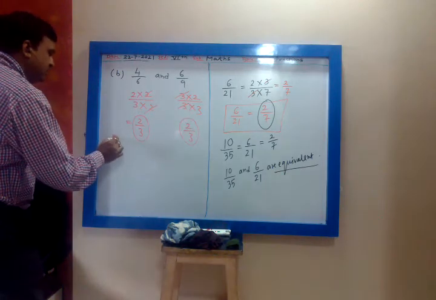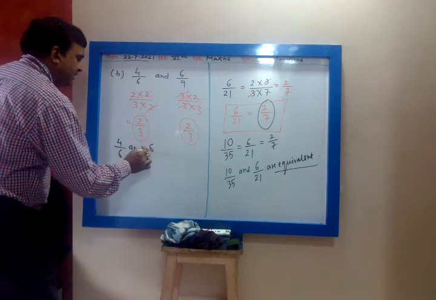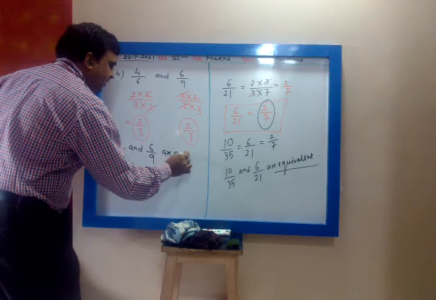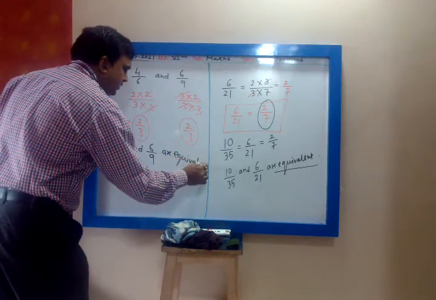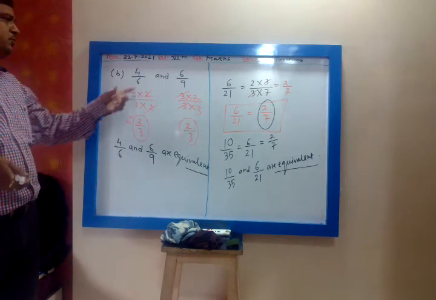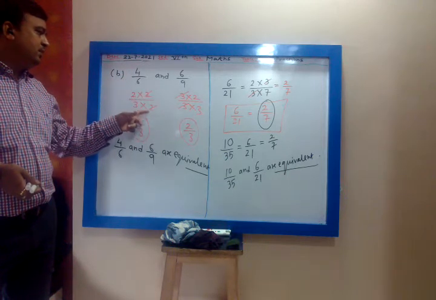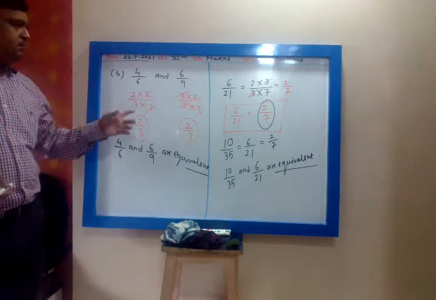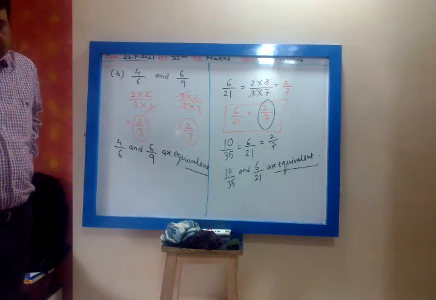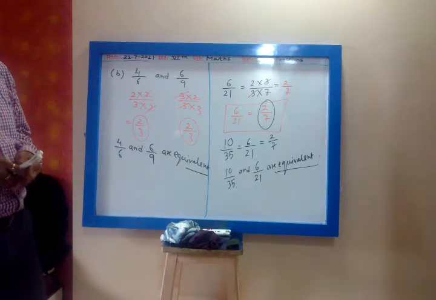So we write 4 upon 6 and 6 upon 9 are equivalent because they have same value 2 upon 3. So you have to cancel the common factor of numerator and denominator and see whether they have same value. 4 upon 6, 2 gets cancelled, what is left? 2 upon 3. 6 upon 9, 3 gets cancelled, what is left? 2 upon 3. So both are equivalent. Okay?